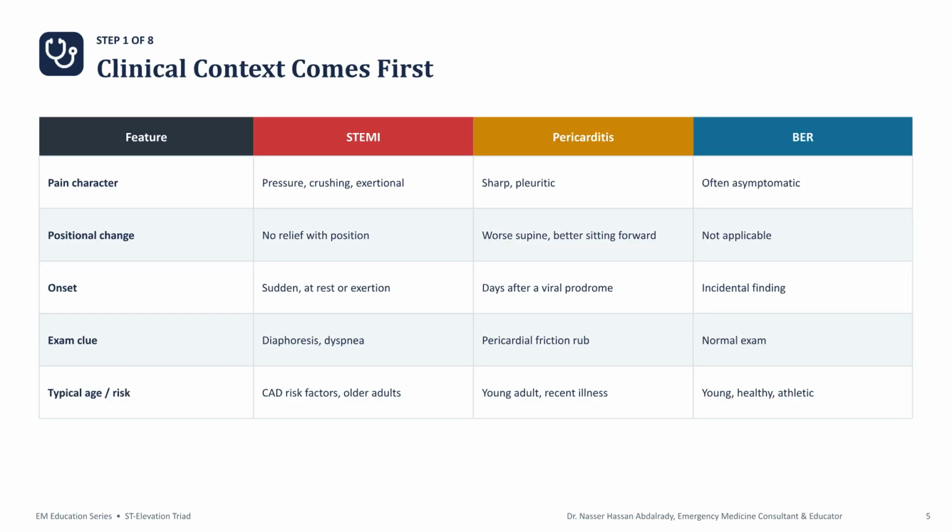Step 1 is clinical context. Look for character of pain, any positional changes, the mode of onset, and specific exam clues like a friction rub. A patient's history and risk factors are crucial first steps in your evaluation.